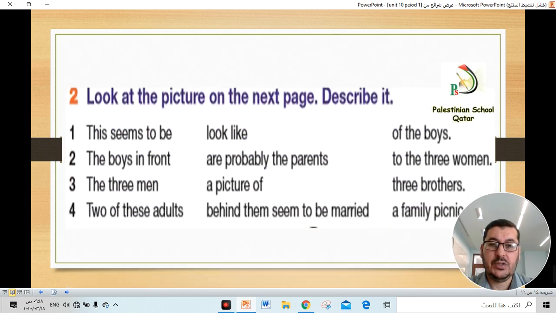Now, I need you to do exercise number 2, look at the picture on the next page, describe it. This seems to look like the boys. Number 2, the boys in the front are probably. Now I need you to read it and match the phrases according to the picture. You have 1 minute, everybody.